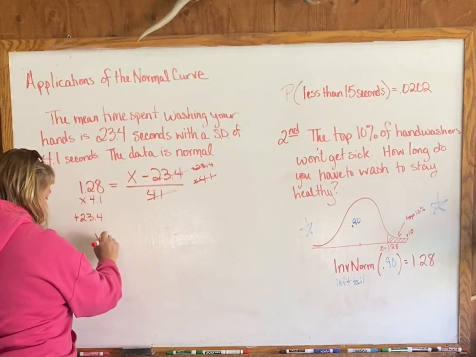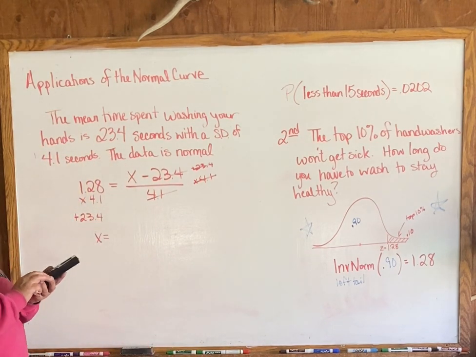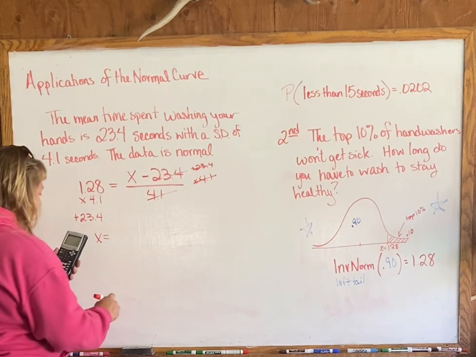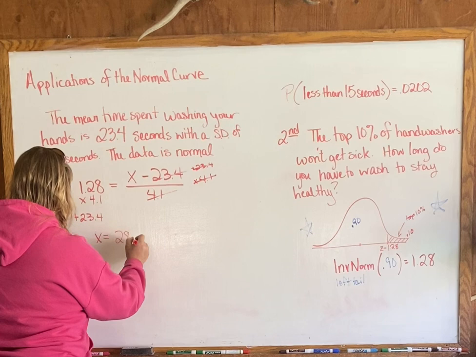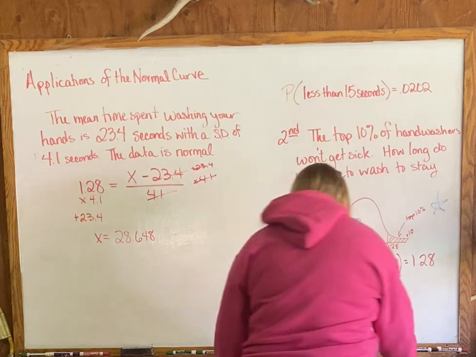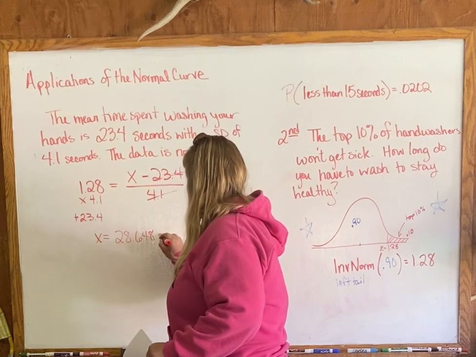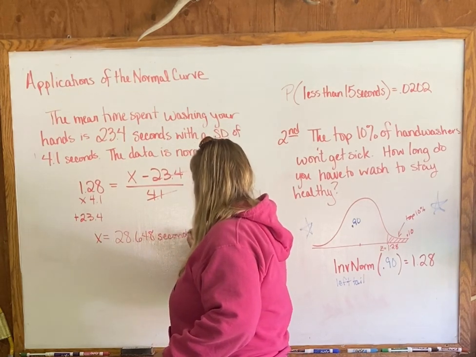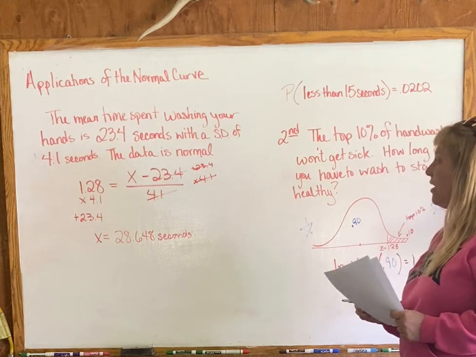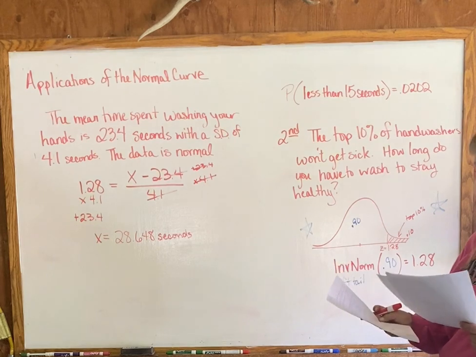So we end up with x equals 1.28 times 4.1 plus 23.4. So I got an x of 28.648. And then remember that this is now in the real world, so we are in seconds. So in order to stay healthy, you've got to wash your hands for more than 28.648 seconds.